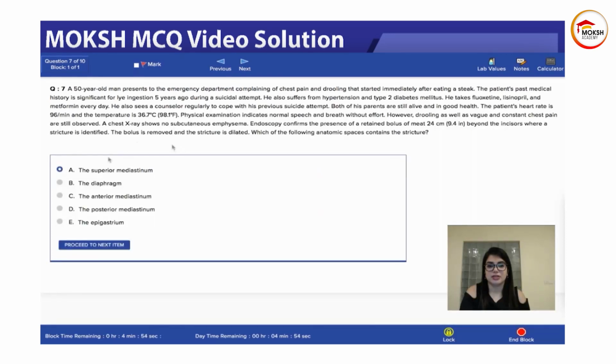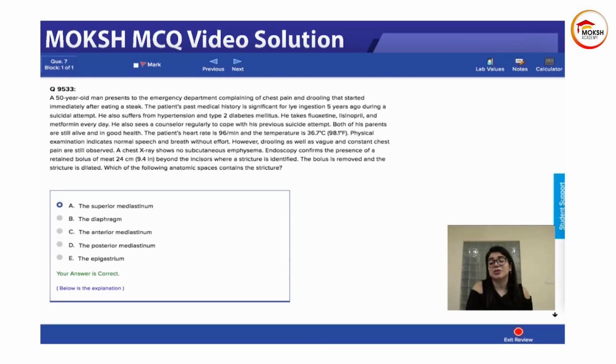Anatomic space, where is the structure? Here. At what area? What is the impression? It's the arch of aorta. Okay. So you have to know about where you get constrictions. One you get at 14, one you get at about 24, and one you get at 40. So this is at 24, and that's the arch of aorta.